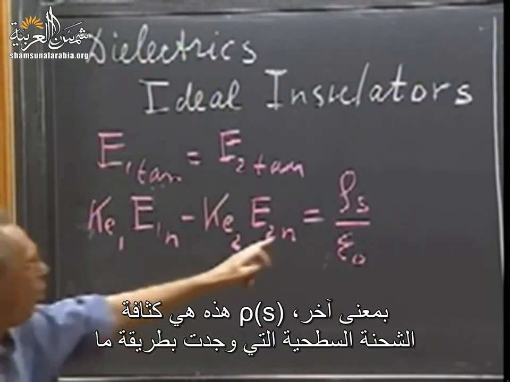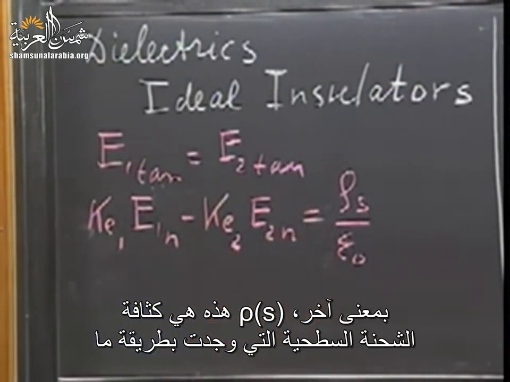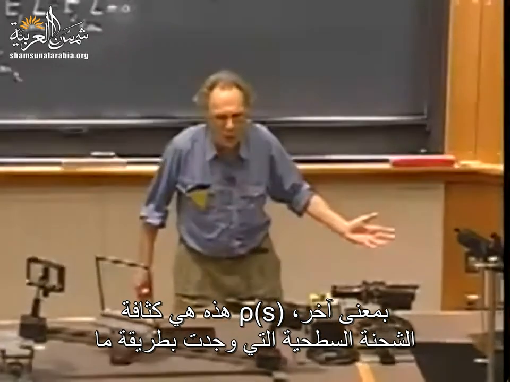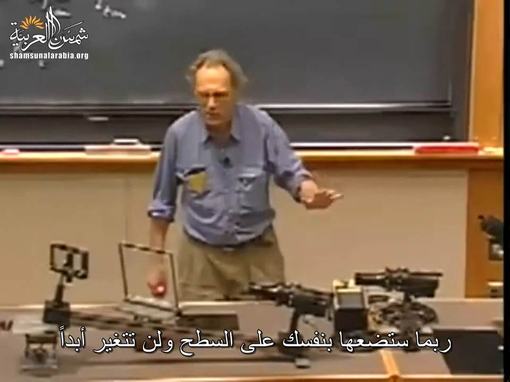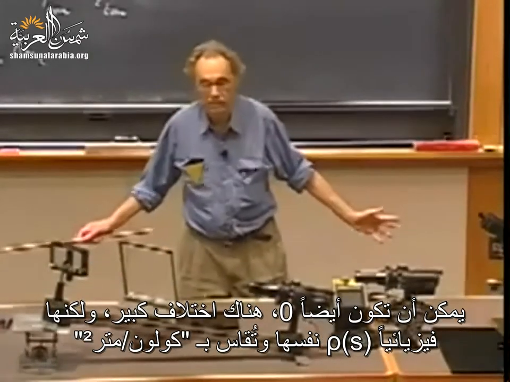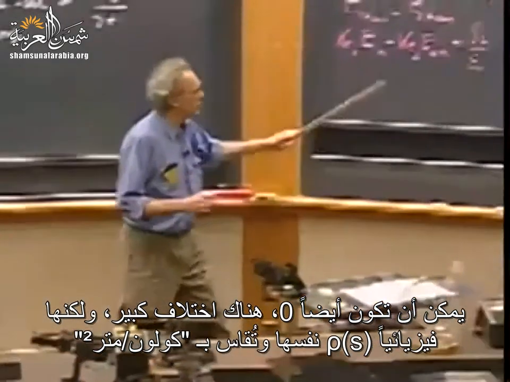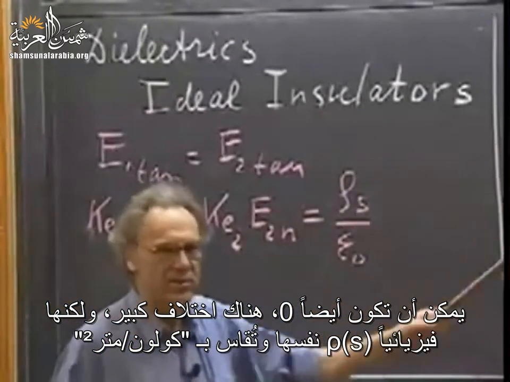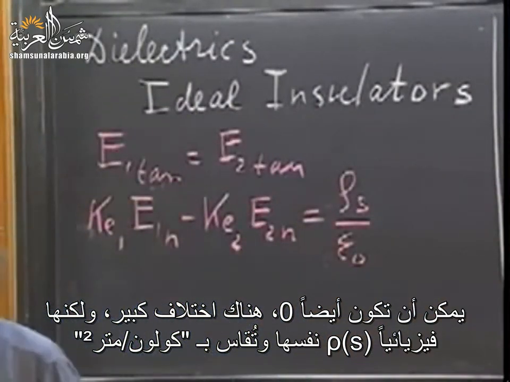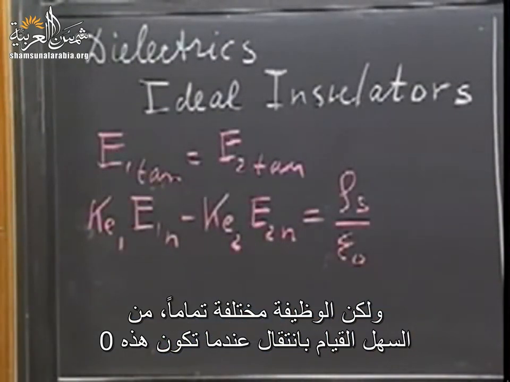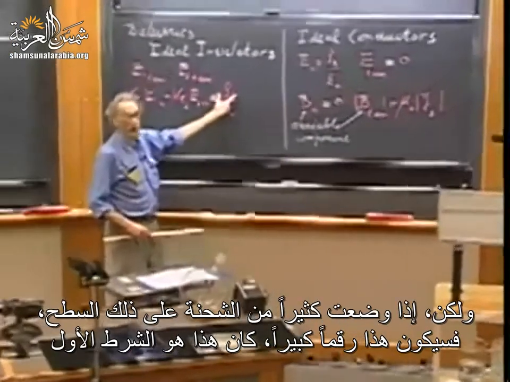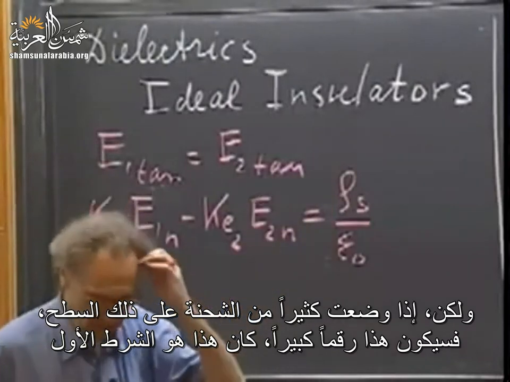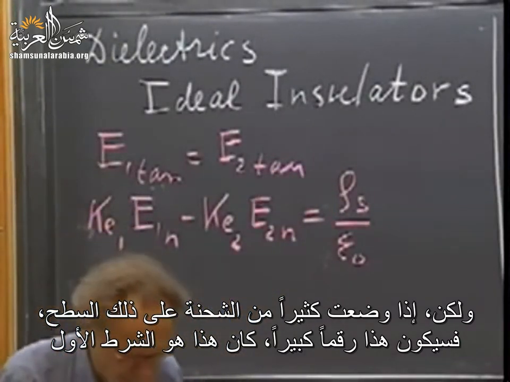In other words, this rho s is the surface charge density that somehow ended up on that surface that you may have put there yourself, and it will never change. It can also be zero. So it's a big difference. But it is, of course, physically the same rho s, namely coulombs per square meter. But the function is very different. It's very easy to do a transition whereby this is zero, but if you put a lot of charge at that surface, then this is, of course, a large number.